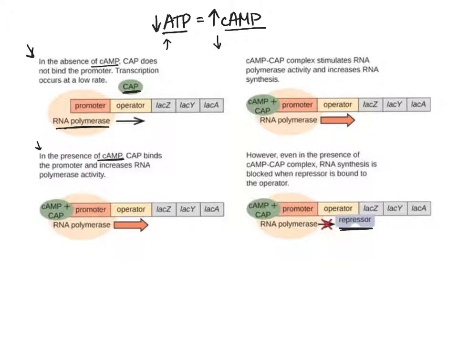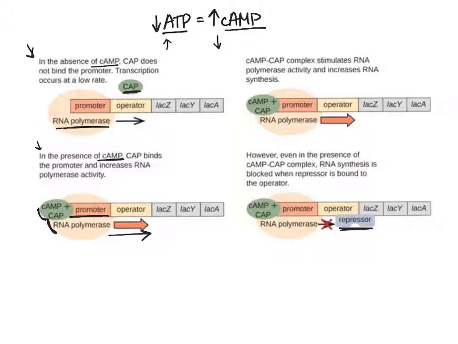So in the presence of cAMP, then CAP is going to bind to the promoter with that cAMP, and then it is going to increase the binding ability of that RNA polymerase. So you can see here that we have our cAMP plus CAP complex that binds to the beginning of the promoter and basically helps to grab on to the RNA polymerase to allow it to attach so that it can go down this operon and make these enzymes.